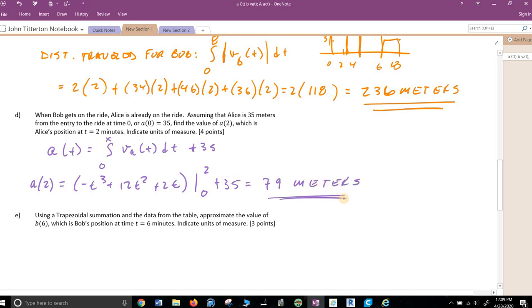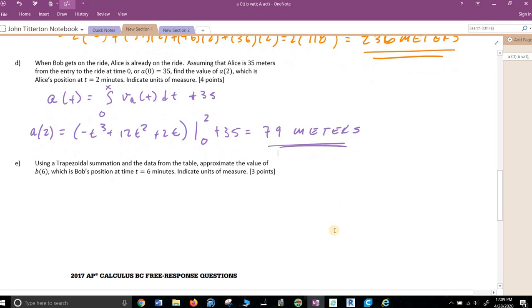All right, and that is a position. Position, yeah, not distance. Using a trapezoidal summation, approximate the value of b of 6, which is Bob's position at time t equals 6 minutes. Alrighty. 2, 4, 6. I'll need to go all the way this time. And now this is position, so the negative counts.